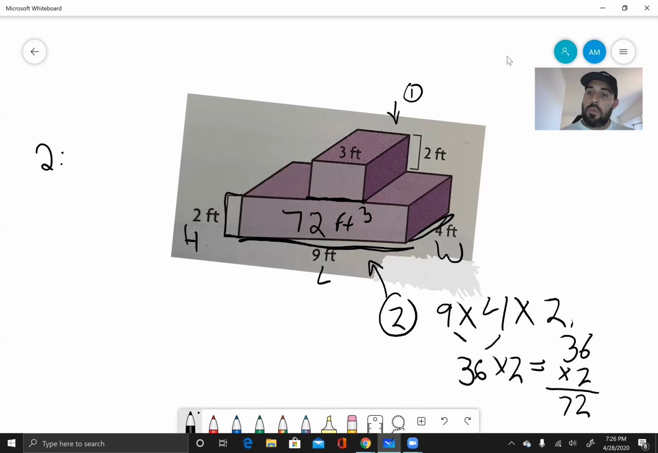One thing about this lesson is that you need to be rather organized. You can't just be a little messy. You have to label everything. So figure 2, I know, is 72. Now let's find out figure 1.